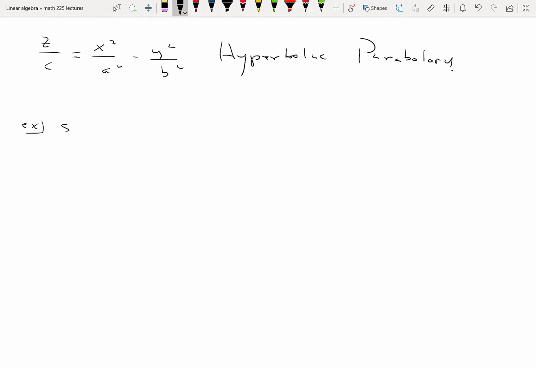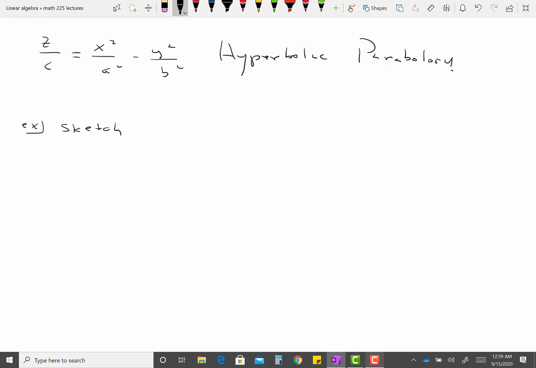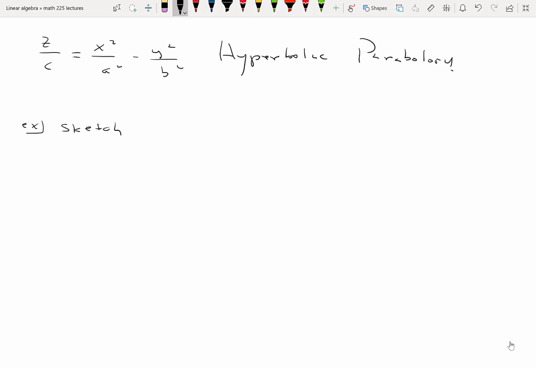For example, let's sketch, let's see, I want to do this in the easiest way possible. I'm going to go off camera to pick the best example. Okay, I think I got a good one. So sketch x squared over 4 plus y squared over 16 plus z squared over 9 equals 1.